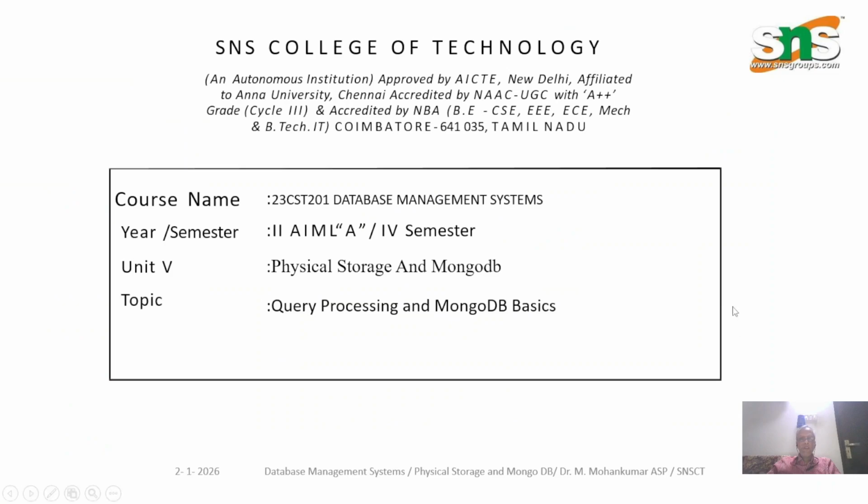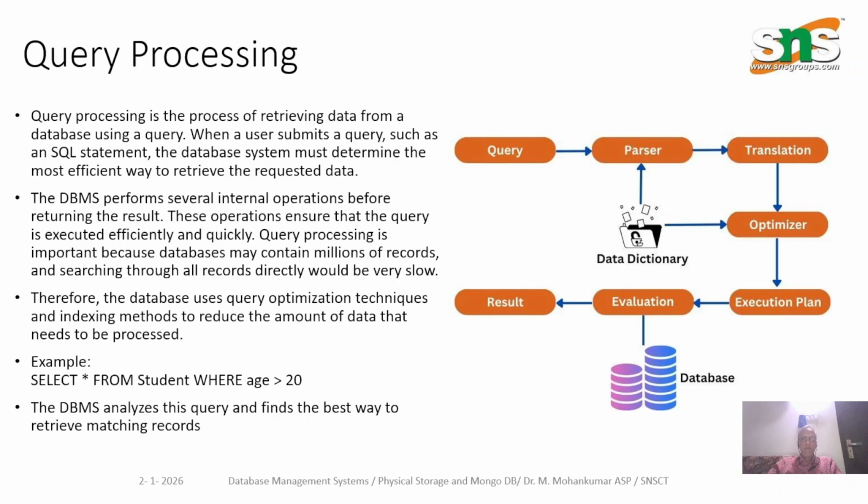Now let us see query processing and MongoDB basics. Query processing is the process of retrieving data from a database using a query. Normally we use a query for retrieving information. But in query processing, when a user submits a query such as an SQL statement, the database system must determine the most efficient way to retrieve the requested data. Based on what data is requested, it will do the processing and give the result.